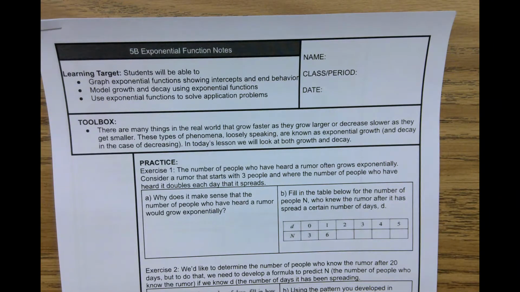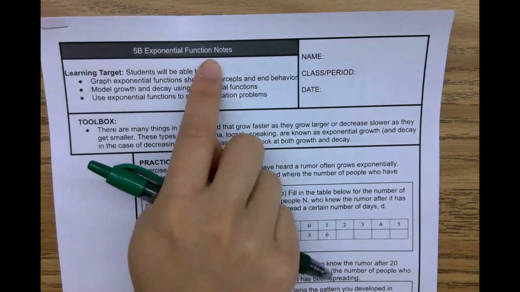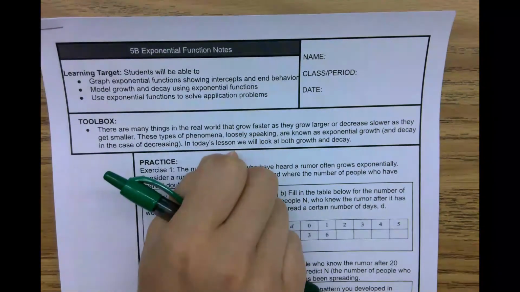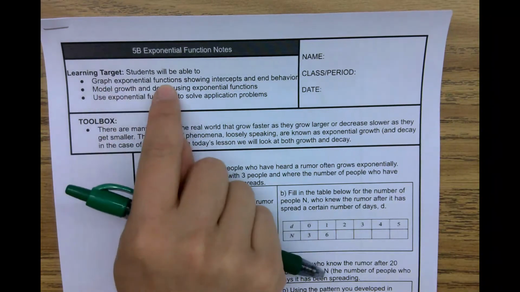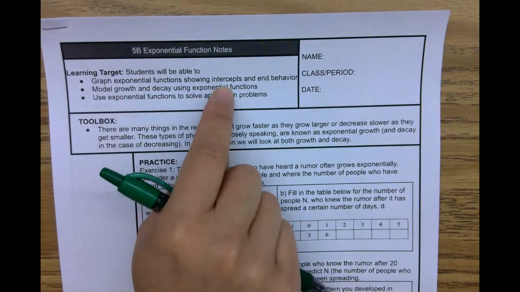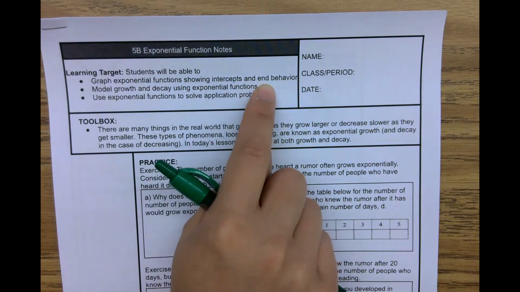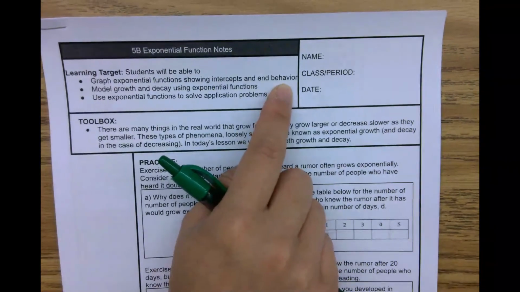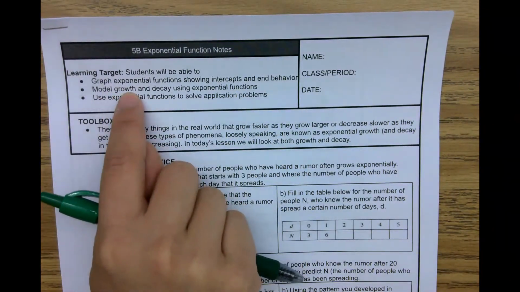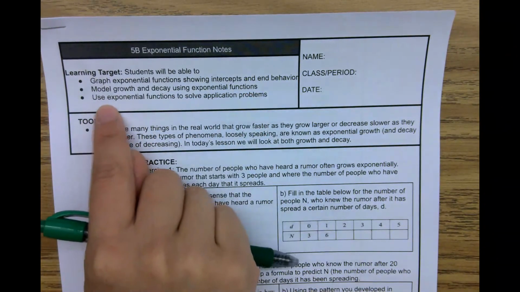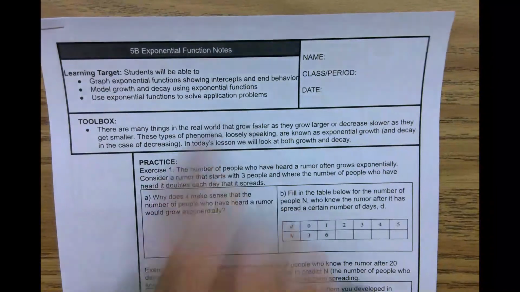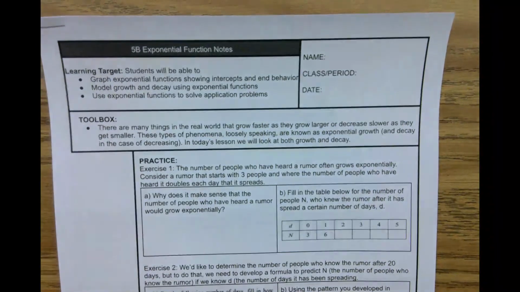Hi guys, so today we're starting on our learning target on exponential functions. By the end of this learning target, you should be able to graph exponential functions, showing where their intercepts are as well as what we call end behavior. Okay? You should be able to model growth and decay using exponential functions, and you should be able to use exponential functions to solve application problems.